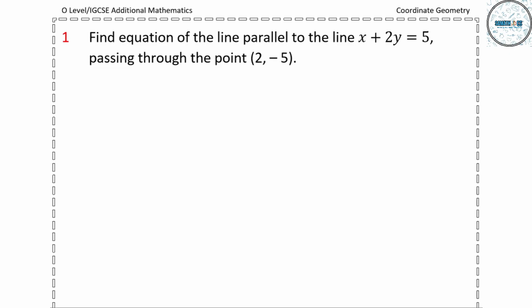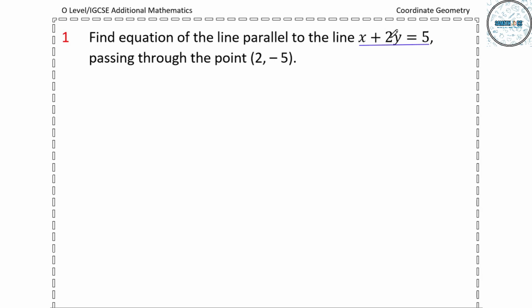We have to find equation of the line parallel to the line x plus 2y is equal to 5, passing through the point 2 comma minus 5. We have to find the equation of the line which is parallel to this line. So if this line is parallel to the line of which we have to find the equation, it means that we can take the gradient from this equation, because if the lines are parallel, their gradients are same.